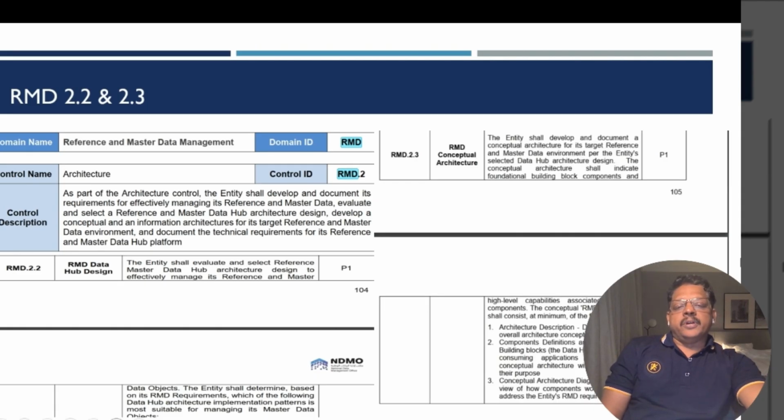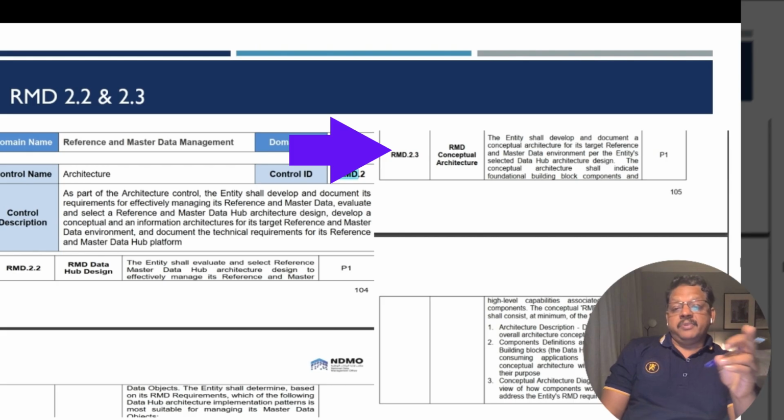And coming to the 2.3 specification, it is the RMD conceptual architecture. It is a high level architecture in which the entity shall develop and document a conceptual architecture for its target reference and master data environment as per the entity's selected hub architecture design. So it's a continuation of our point 2.2, where we are selecting the RMD data hub design. Based on that, build a conceptual architecture.